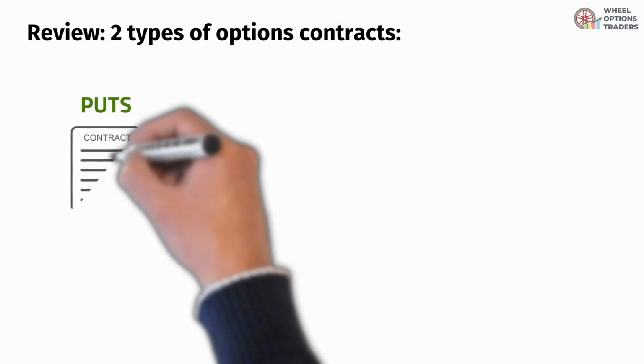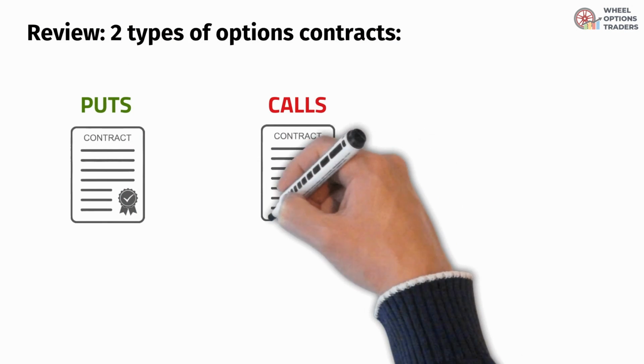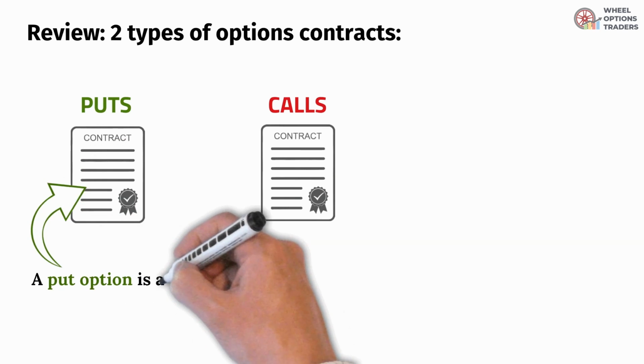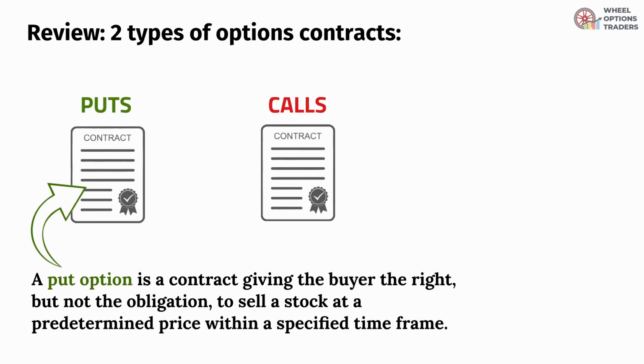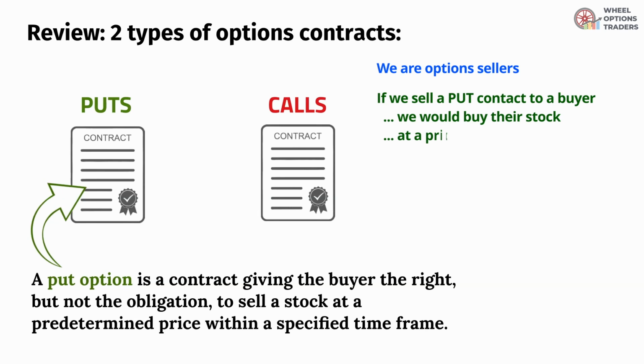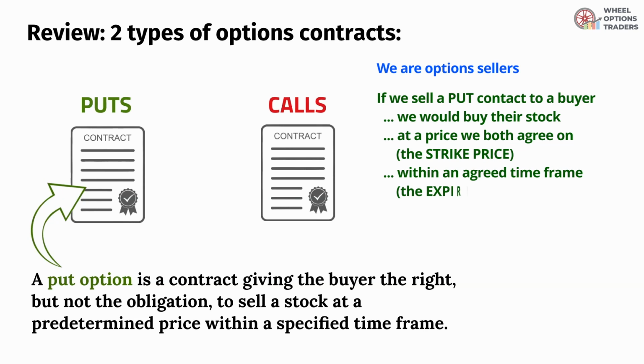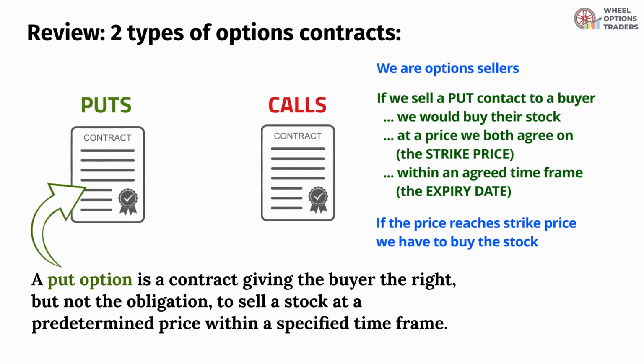There are two types of option contract: puts and calls. A put option is a contract giving the buyer the right, but not the obligation, to sell a stock at a predetermined price within a specified time frame. Now, that's from the buyer's side. However, with the wheel strategy, we are option sellers, not buyers. Therefore, for our purposes, we can sell a put contract to a buyer stating that we would buy their stock at a price we both agree on, called the strike price, within an agreed time frame. And if that stock's price reaches our agreed strike price, we have to buy the stock from the buyer.